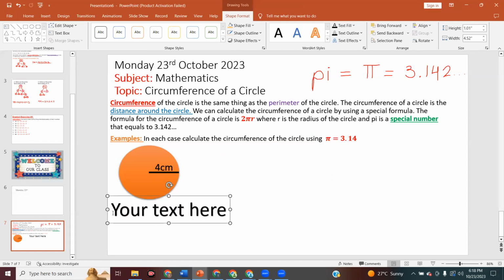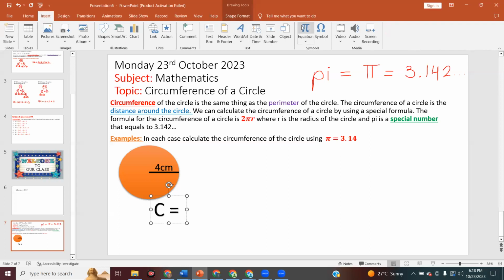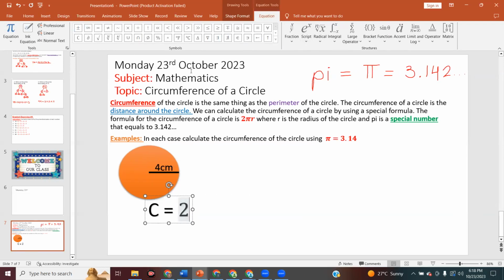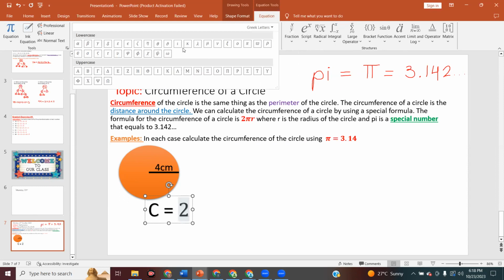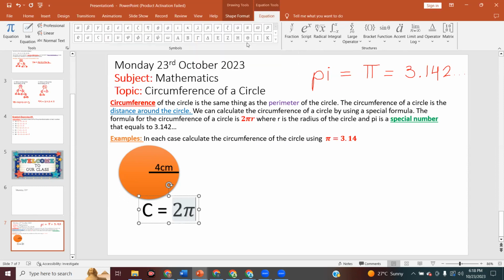I put 4 to the power of 2. You put 4 to the power of 2, okay. Remember, we have to use the formula. So the formula says that the circumference, which is C, is going to be equal to 2 times pi times r. So again, the circumference is 2 times pi times r.